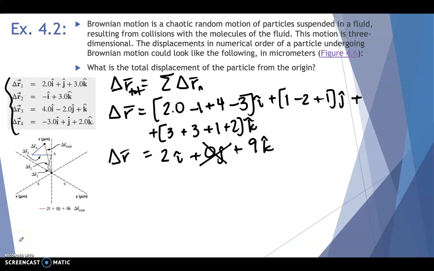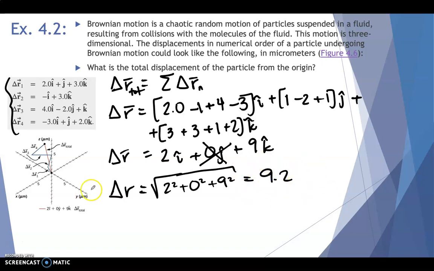All right, so we were looking at example 4.2, and we found our total displacement of the particle from the origin. Now we can go a step further and look at the magnitude of the total displacement and the direction if we would like. So let me do that really quickly. Our magnitude of our total displacement would just be the square root of 2 squared plus 0 squared plus 9 squared, and that will give us 9.2. So that's going to be the magnitude of that displacement vector.